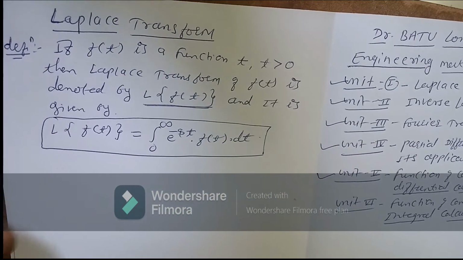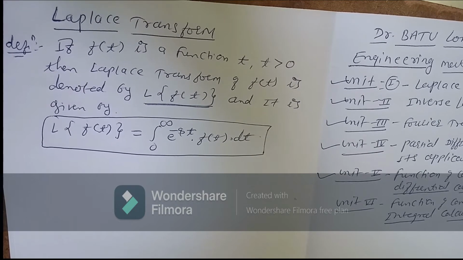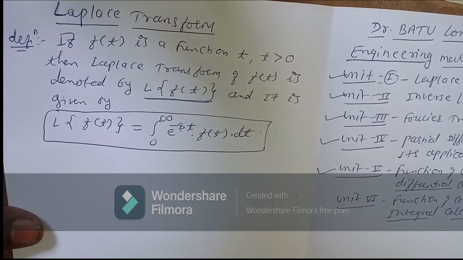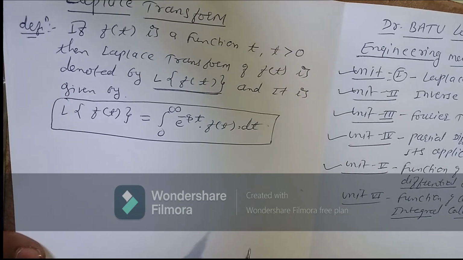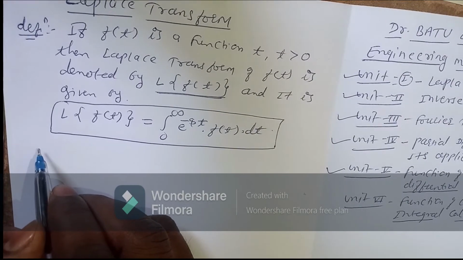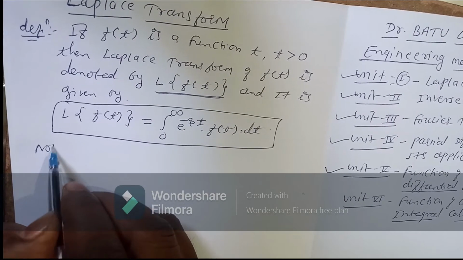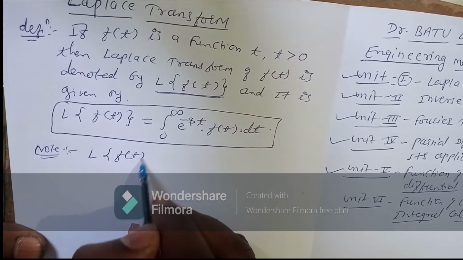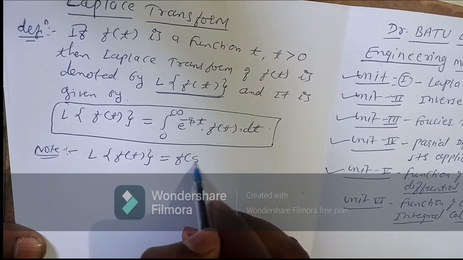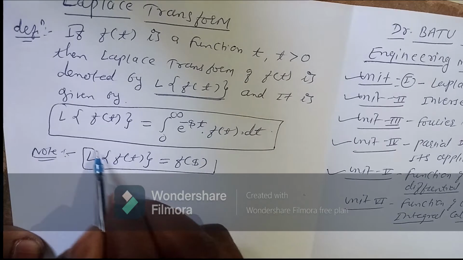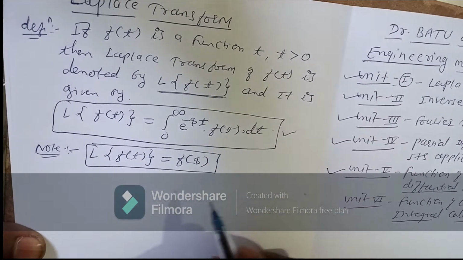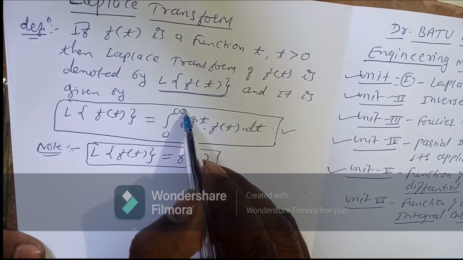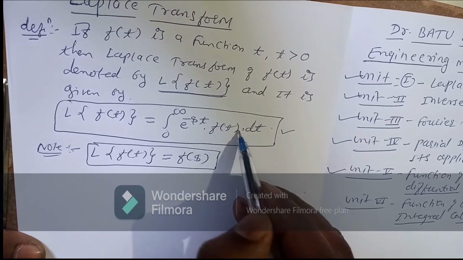That means if you have to find the Laplace transform of any standard function, then by using this particular formula we can calculate the Laplace transform of that function. Now there are some basic rules or notes. First note is Laplace transform of f of t is equal to F of s. Why is this so? Because in this definition, on the right hand side there is integration from 0 to infinity e raised to minus st into f of t dt.